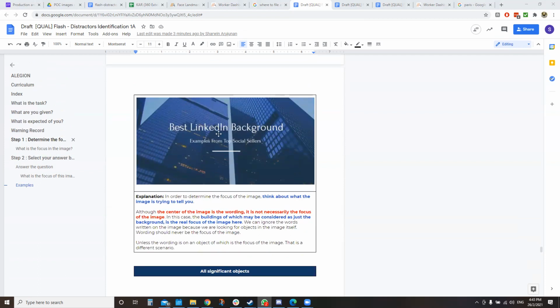Same here, text. Whatever the text and everything, those are all distractions because the image is about the buildings here. And the reflection on the buildings also are distractors, because the focus is actually the building itself.